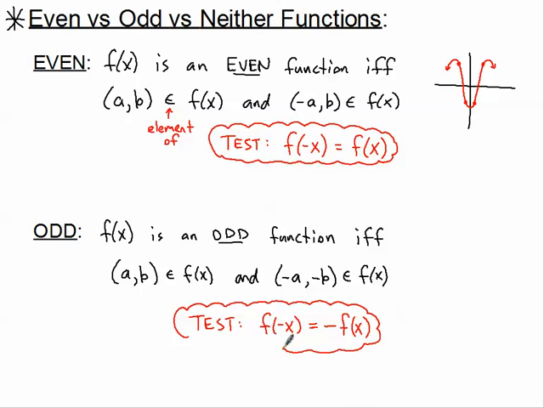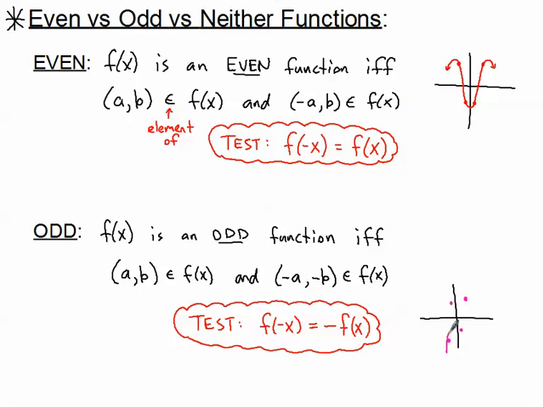Let me show you that visually. Let's say we've got a quick little graph over here. If we're talking about odd, let's say again we've got that point (2, 3). Well, that means that we would have to have (-2, -3) on our function. And if (1, -4) is on our function, then (-1, 4) has to be on our function.